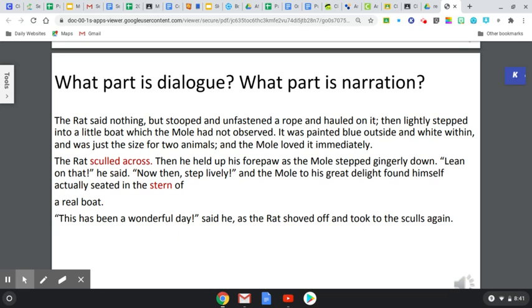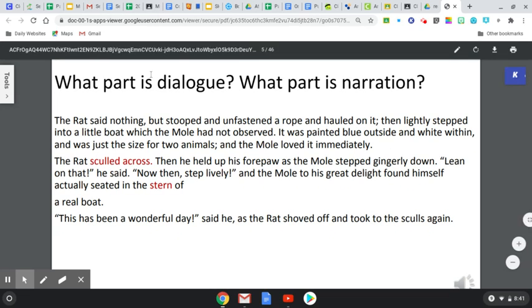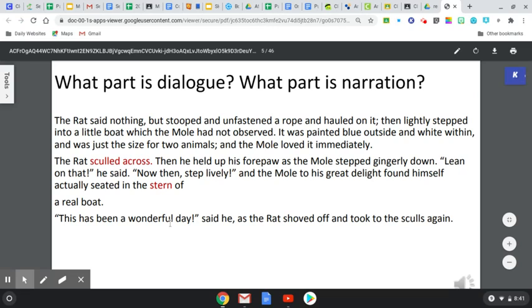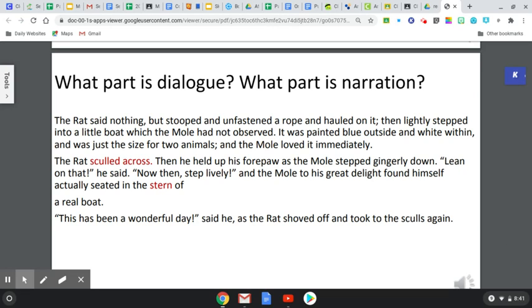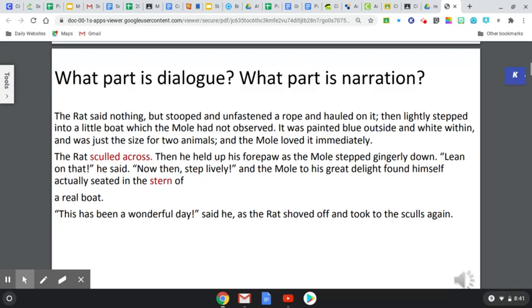So let's look at part of our story from yesterday and what part is dialogue and what part is narration. It says the rat said nothing but stooped and fastened a rope and hauled on it, then lightly stepped into a little boat which the mole had not observed. It was painted blue outside and white within, and was just the size for two animals, and the mole loved it immediately. Okay, have any of the characters talked in that paragraph? No. So that means that whole paragraph is narration. We haven't had any dialogue yet.